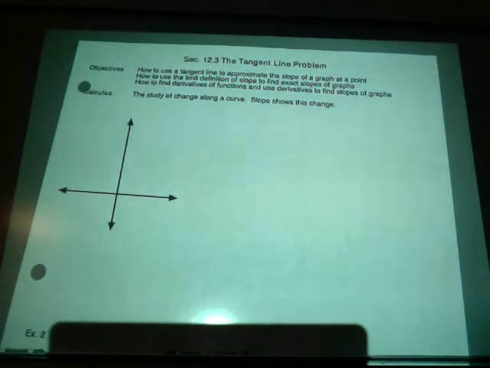Alright, so today, as I promised you in the past, we are going to find the equation to the line tangent to a curve, usually a parabola, an easier way.